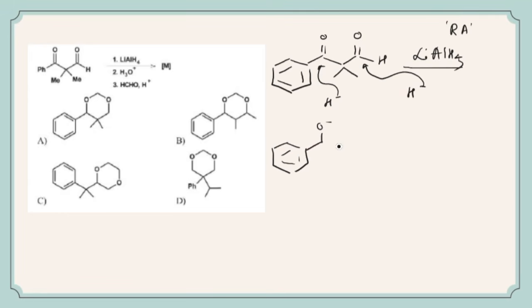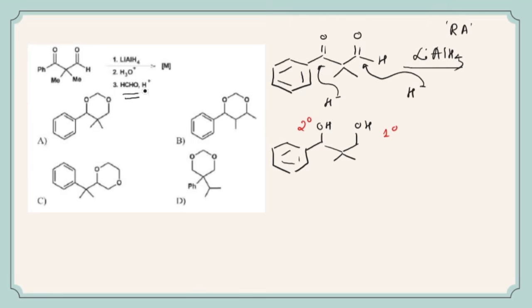an O minus ion like this. But since water is given here, in one step you can write that it's going to form an alcohol like this, right? So both reactions 1 and 2 together form the product like this. Since an aldehyde is there, we get a primary alcohol, and since there is a ketone, we get a secondary alcohol like this.